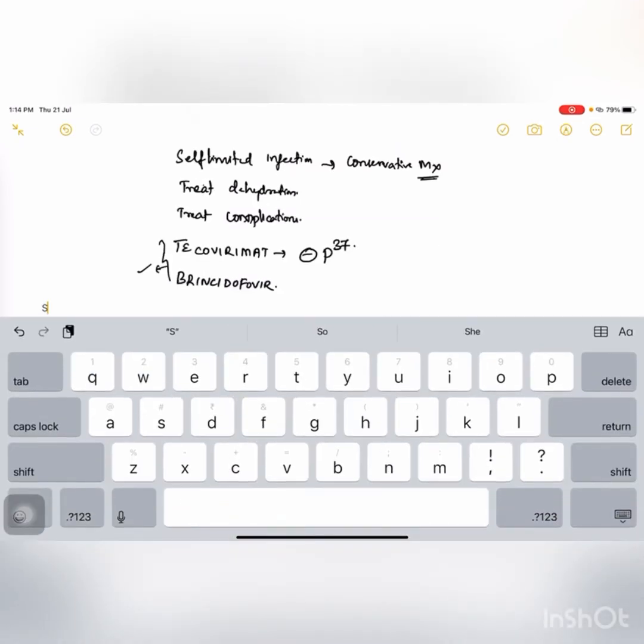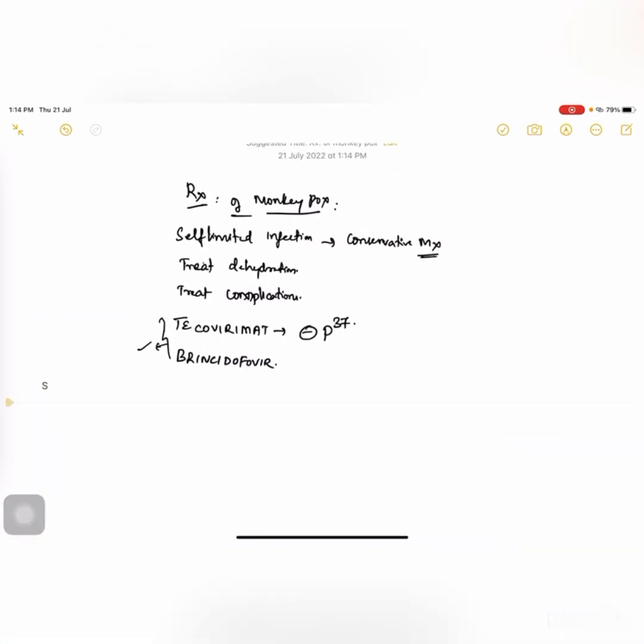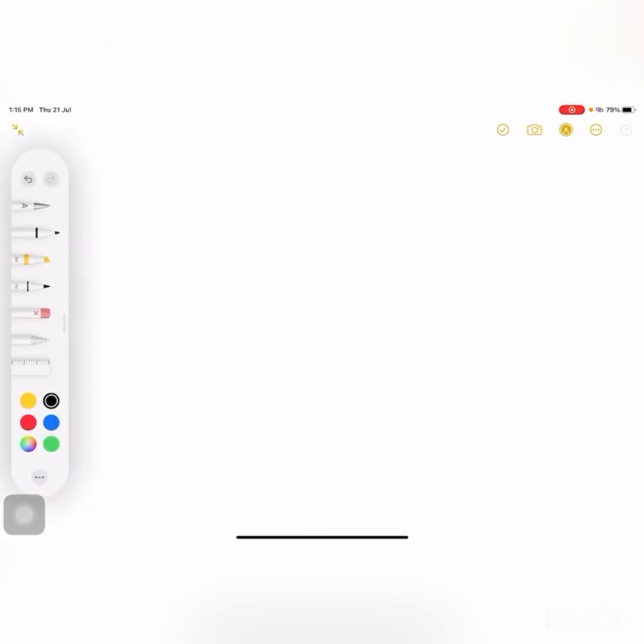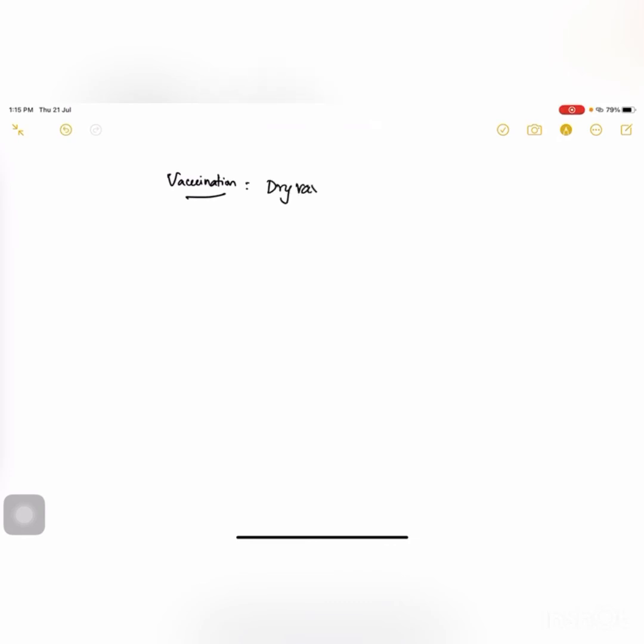Now coming to vaccination. Dryvax. It is an old vaccine prepared from vaccinia virus. It is an old vaccine, not used now. The other vaccines are ACAM 2000, and the other one is Jynneos vaccine.